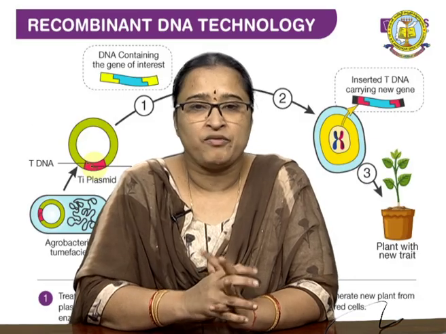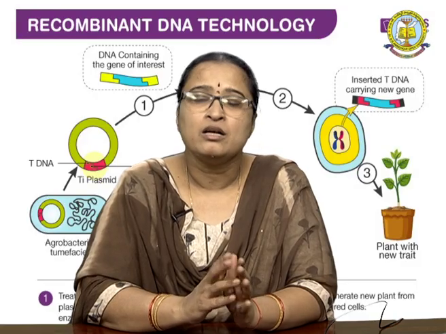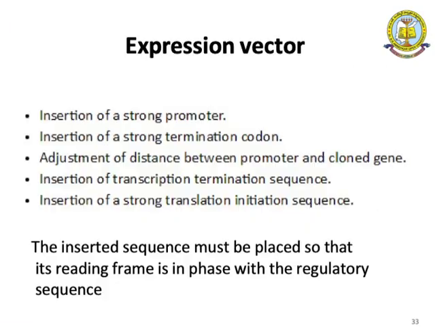How do we express the vectors? There are different types of vectors, so how do these vectors express? This needs insertion of a strong promoter and strong termination codons, an adjacent distance between the promoter and the cloned gene, insertion of a transcription termination sequence, and insertion of a strong translation initiation sequence. The inserted sequence must be placed so that its reading frame is in phase with the regulatory sequence.